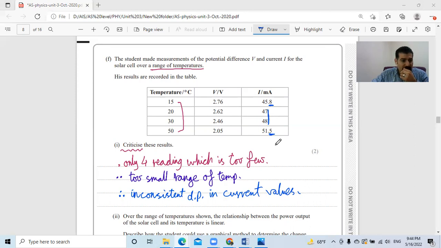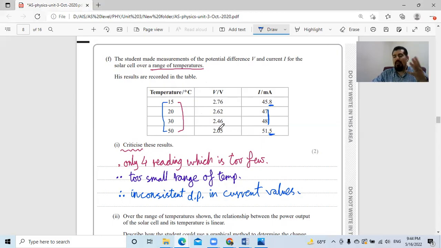Can we say consistent number or significant figures? Yes, you can say it both ways. Another answer: what do you mean by too small a range in temperature? Now, the temperature here is only from 15 to 50. The temperature can reach 70 or 80 or 100 below the sun, not in the shade. So that's why the temperature range here is small.